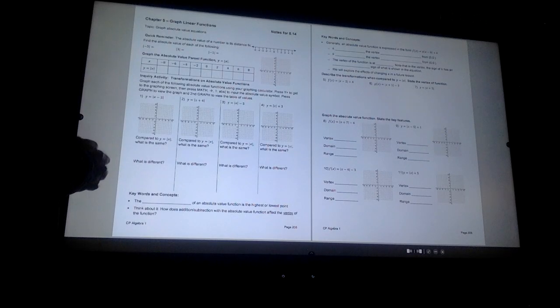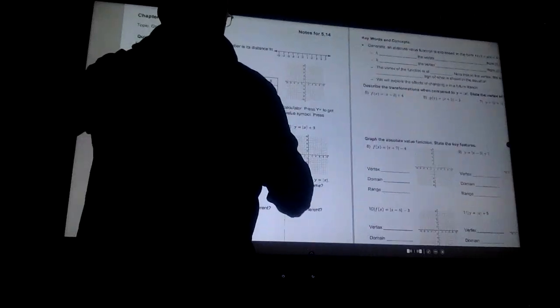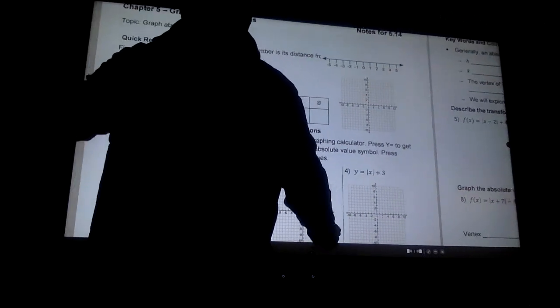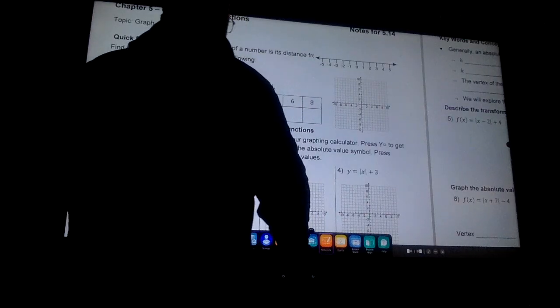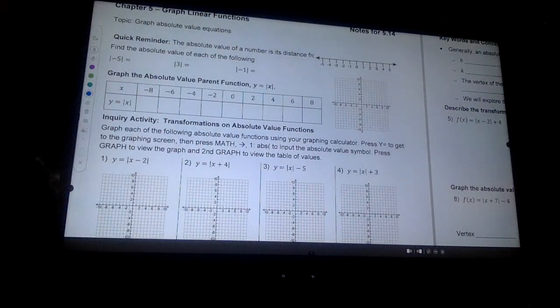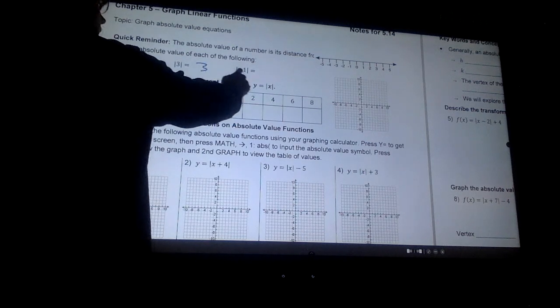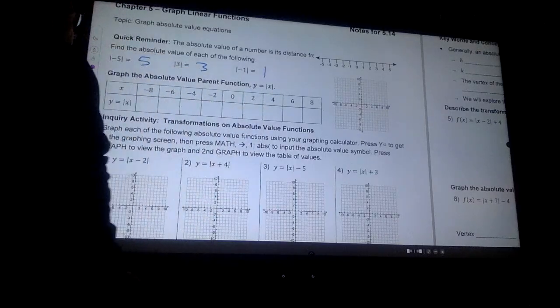Let's do some absolute values. So let's expand upon this top thing. All right, so absolute value is the distance away from 0. We've already talked about this. So absolute value of negative 5 is 5. Absolute value of 3 is 3. Absolute value of negative 1 is 1.